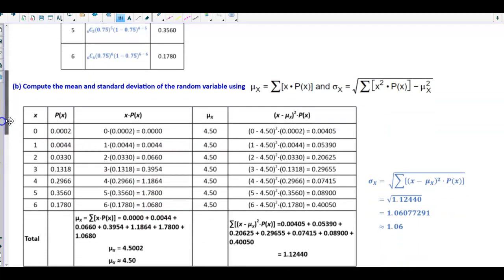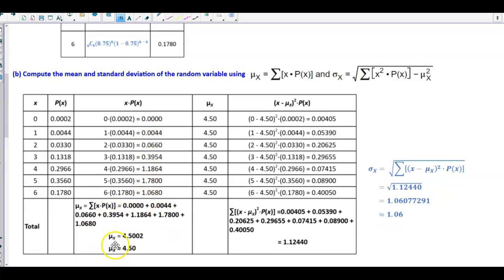Remember that when we want to find the mean, we need to add up this entire column. So we add up all these values to get 4.5002, and rounding it to 2 decimal places gives us a mean of 4.50. Okay.